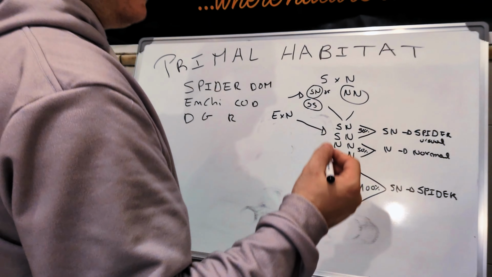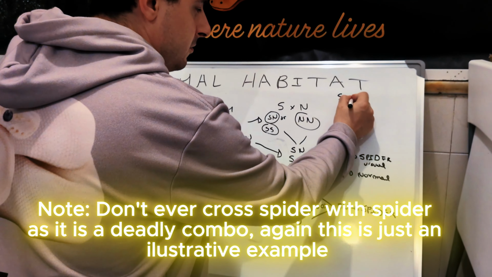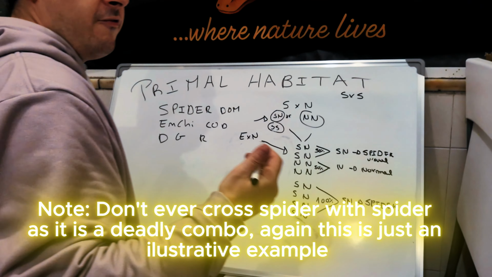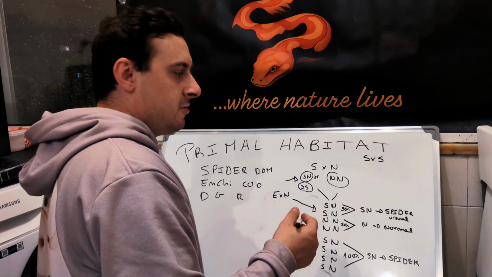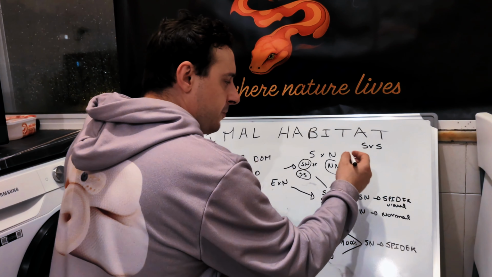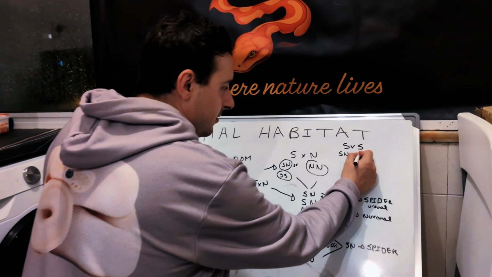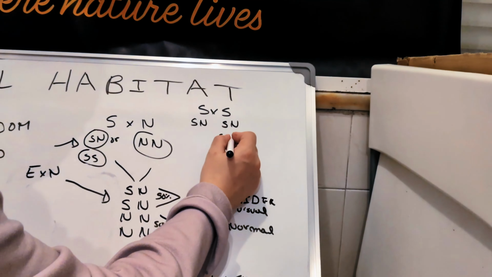So how about if I would breed one spider to another spider? If I would breed a spider to a spider, a dominant to a dominant, what is the difference between breeding a dominant with the same dominant gene, and breeding the same codominant gene together? So if I would breed a spider to a spider, SN, SN, the probabilities would be S, S, S, S, S, N, N, S, N, N, N.